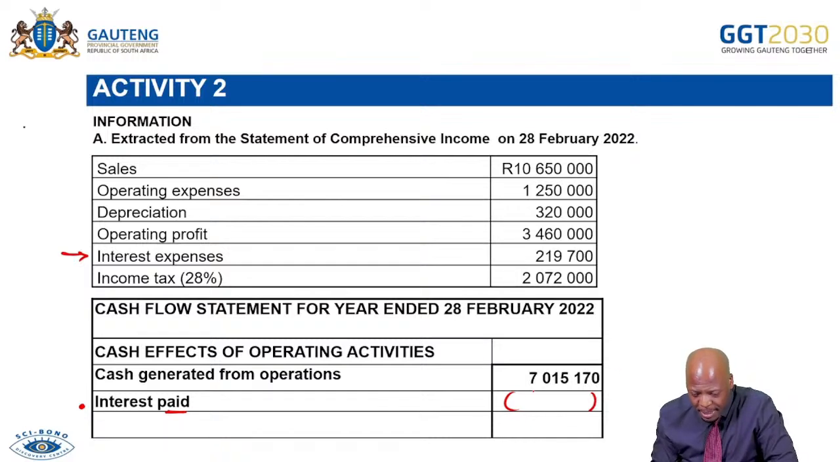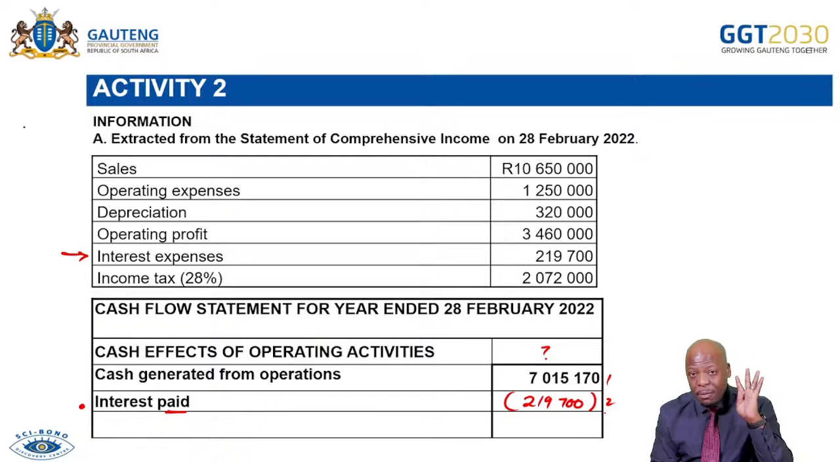That is your 219,700. So I'm coming here, it's going to be my 219,700. The very same amount. Okay, remember that was my interest expense. So here we now record it as interest paid. Brackets already, cash outflow. Okay, what do we want to do? We want to calculate the cash effects from operating activities. How many aspects come in here? 4. So far I have 1, I have 2. So I still need 2 more so that I can have all my 4 items.